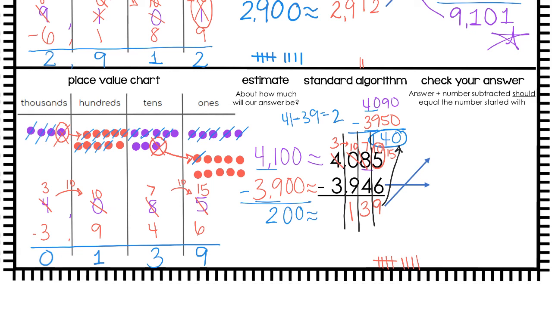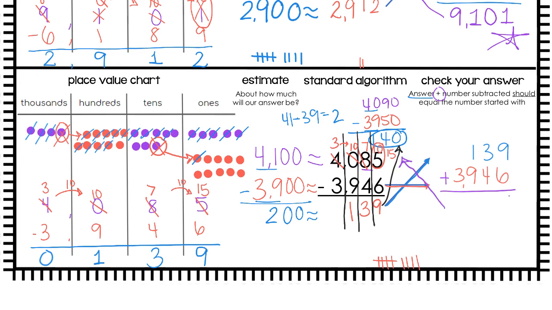All right, now it's time to check our problem. I'm taking my answer. I'm writing it up here, 139. And I actually am going to erase that really quick and give myself more space because I know I have a number in the thousands. So I'm going to have 139. And then I'm adding 3,946 to it. And when we add them, we hope to get our answer that we started with.